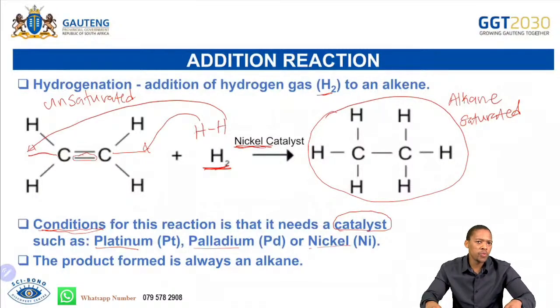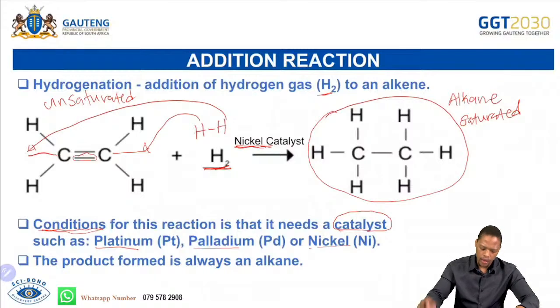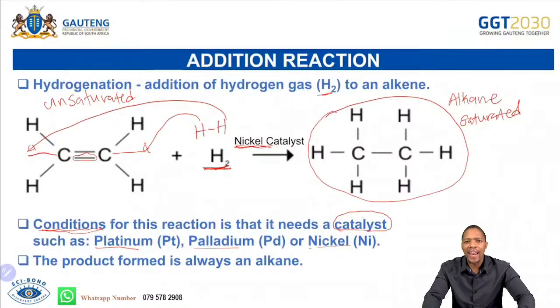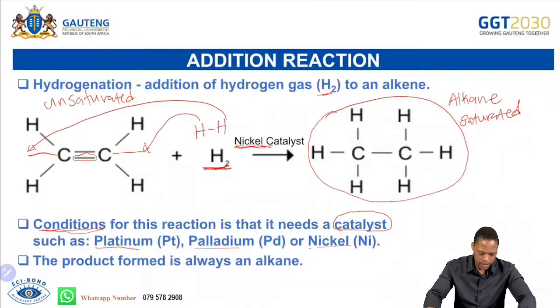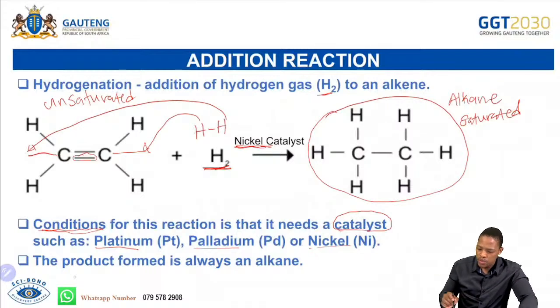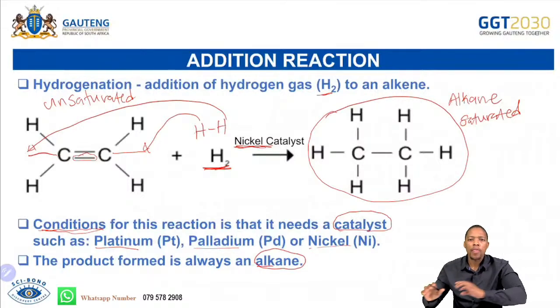So it's important that we know the conditions, because these conditions can be asked in an exam to say, give us the conditions for this type of reaction. When you're looking at the reaction, you find that it's hydrogenation. So you must be able to know that they need a catalyst, and that catalyst could be platinum, Pt, palladium, Pd, or nickel, Ni. Okay? Right. Now, the product that is formed, as we've always said, is always going to be what? An alkane.